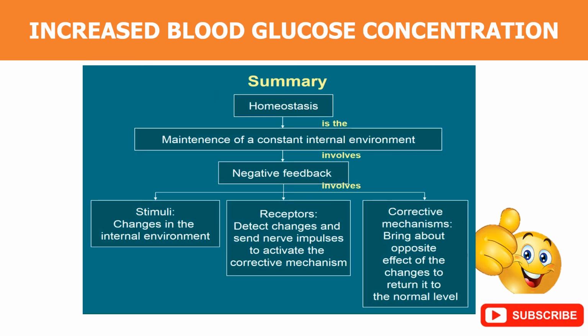The summary of homeostasis. Homeostasis is the maintenance of a constant internal environment. It involves negative feedback, stimuli, receptors, and the corrective mechanism. Stimuli refers to the changes in the internal environment. Receptors detect changes and send nerve impulses to activate the corrective mechanism. And the corrective mechanisms bring about the opposite effect of the changes to return it to the normal level.